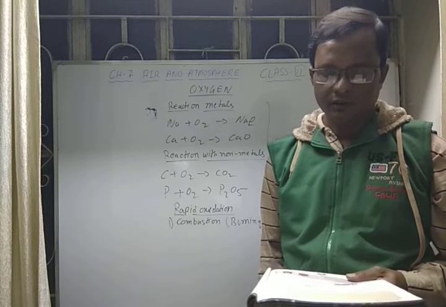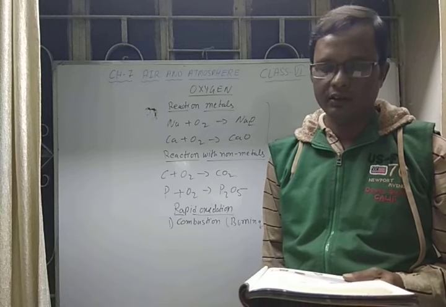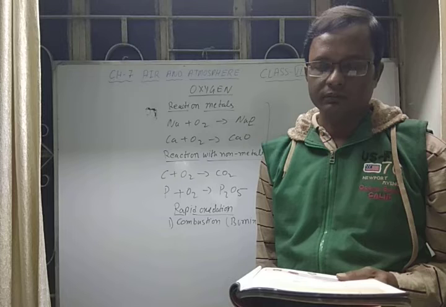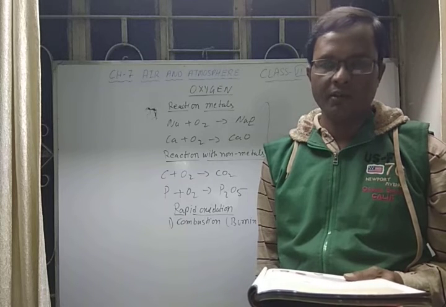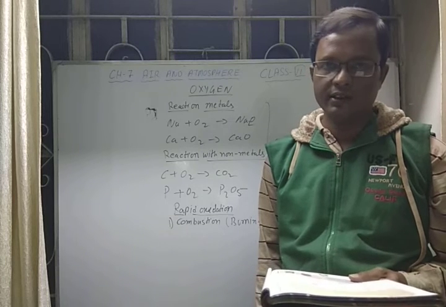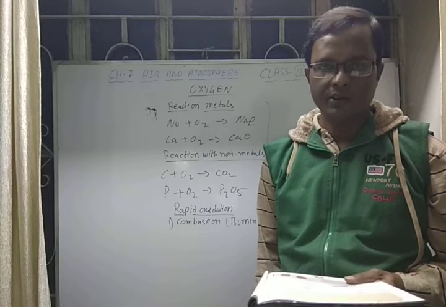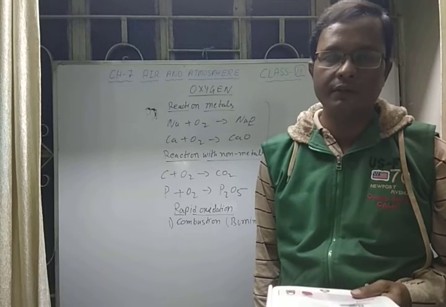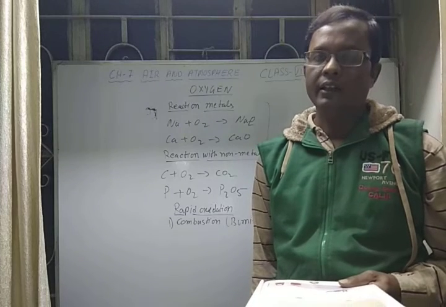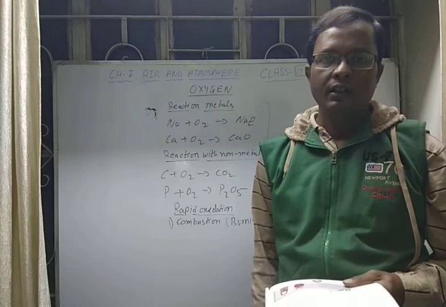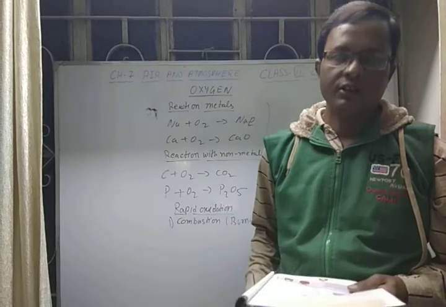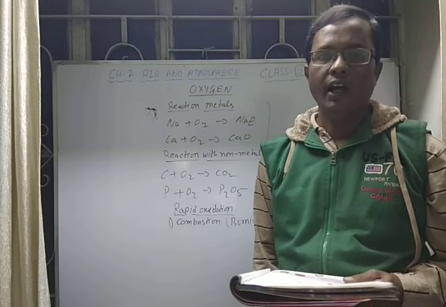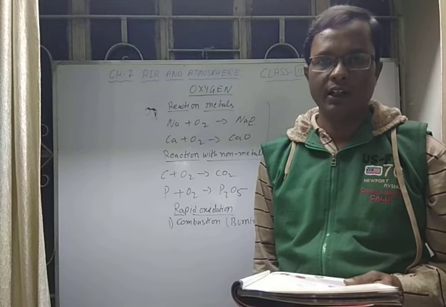Now, next is the renewal of oxygen. Oxygen is renewed in the atmosphere by two processes that go on simultaneously, that is photosynthesis and respiration. During photosynthesis, plants take carbon dioxide from the atmosphere and release oxygen to the atmosphere. This oxygen is taken by animals for respiration, and in return they give out carbon dioxide.